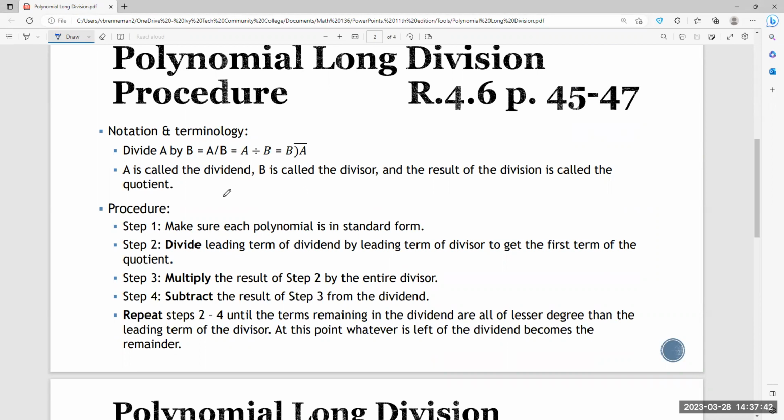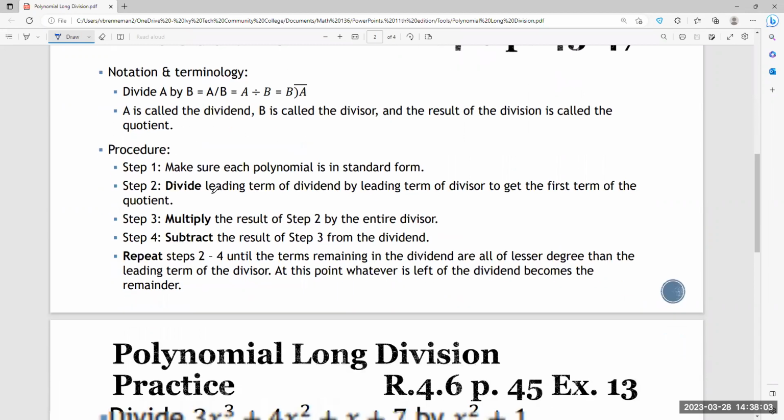We call a, the thing that we're dividing into, the thing that's being divided, the dividend. B, the thing that we're dividing by, is called the divisor. And then the result of the division is called the quotient. And then we have also our remainder potentially.